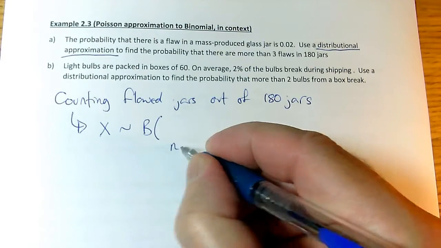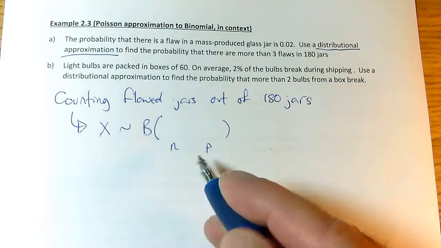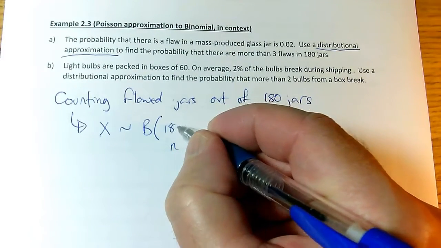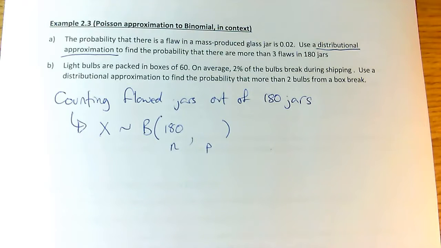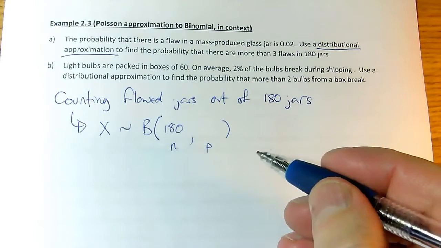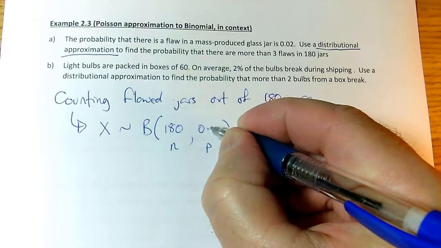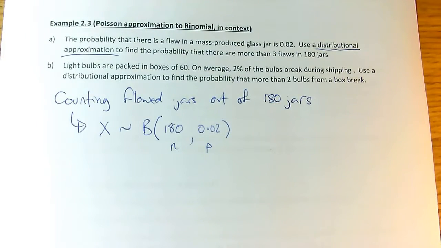Okay, and I need an n and I need a p. n is the number of trials. How many trials are there? There are 180 jars, so it's a binomial with n is 180. And what's my probability of success? Well, success is having a flawed jar. So that's a 0.02 chance of what we're calling success. So I've got a binomial distribution.